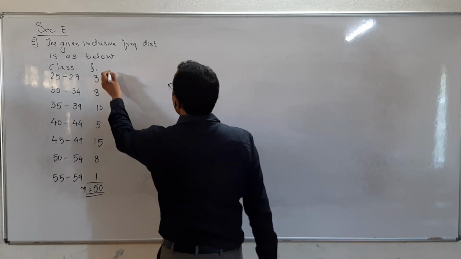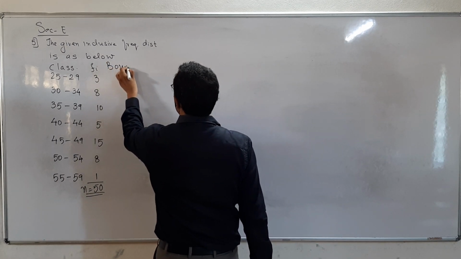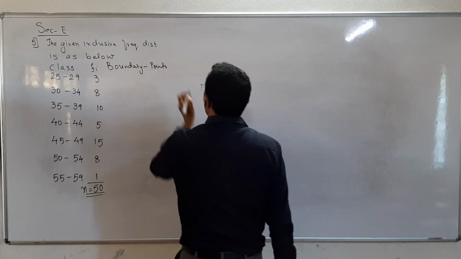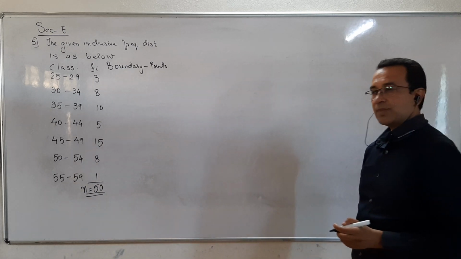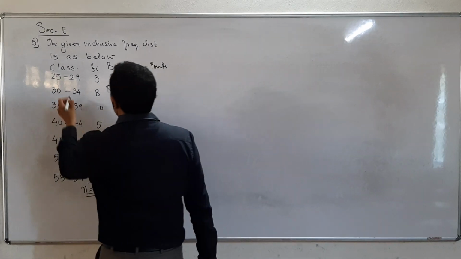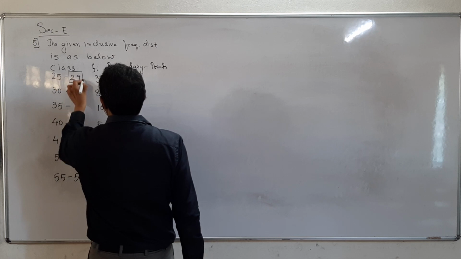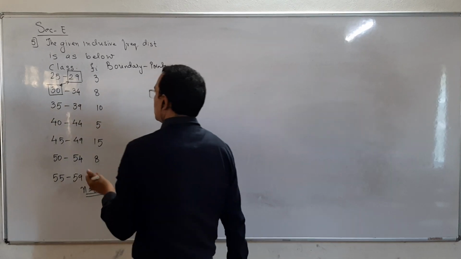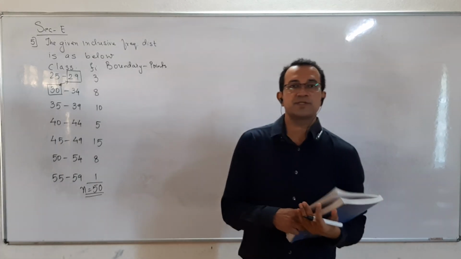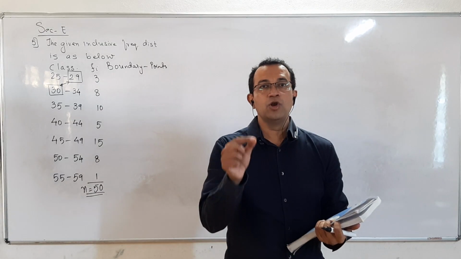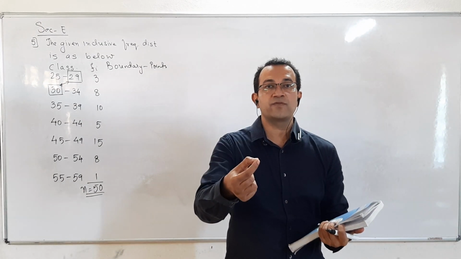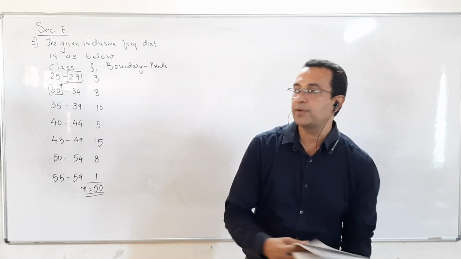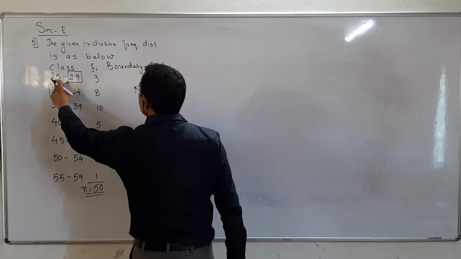Now, as the distribution is inclusive, we have to find boundary points. Check the logic. The upper limit of the first class is 29, and the lower limit of the second class is 30. This gap is 1, and half the gap is 0.5. So to find the lower boundary point, subtract 0.5 from the lower limit, and to find the upper boundary point, add 0.5 to the upper limit.